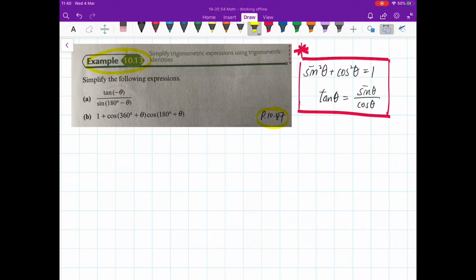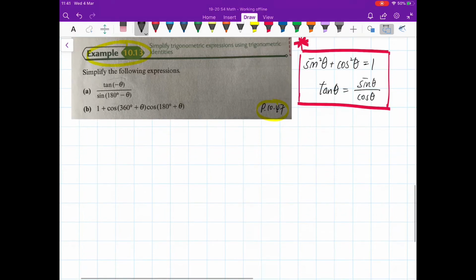These are the two identities that we have learned in junior form. The first one is sine square theta plus cosine square theta equals 1. And the second one is tangent theta equals sine theta over cosine theta. We'll make use of these two identities in the question.